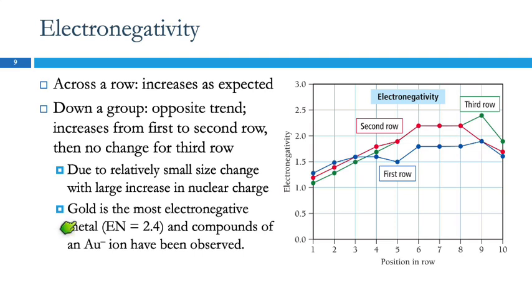Gold is the most electronegative of the metals. It has an electronegativity of 2.4, which is actually close to carbon. And so it is possible to have compounds with gold -1 ions, which is not typical for metals. Metals almost always make positive ions. So again, I think of the transition metals as just being kind of squirrely. They're just like, oh, you've got all these trends and rules and stuff. Nah, not for us. And so they're just kind of all over the place.